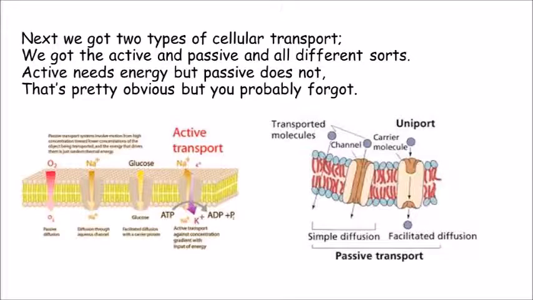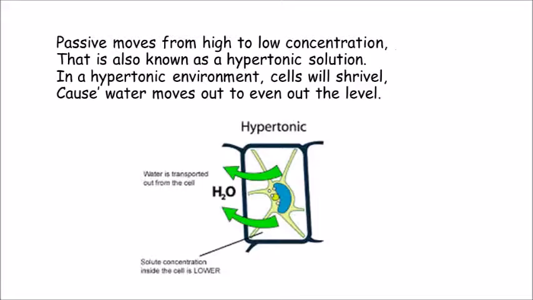Next we got two types of cellular transport. We got the active and passive in all different sorts. Active means energy, but passive does not. That's pretty obvious, but you probably forgot. Passive moves from high to low concentration. That is also known as a hypertonic solution. In a hypertonic environment, cells will shrivel because water moves out to even out the level.